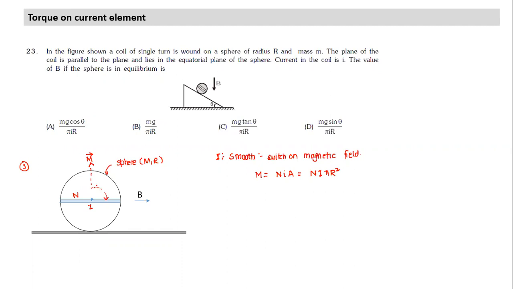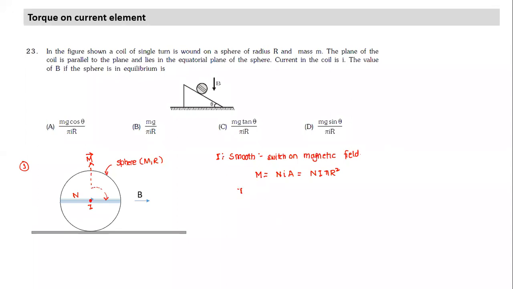So which axis will it tend to rotate about? It will tend to rotate about an axis passing through the center of mass and perpendicular to the plane containing the m vector and b vector. It will rotate about an axis passing through the center of the sphere. So the question is, first of all, what torque will act on the sphere?